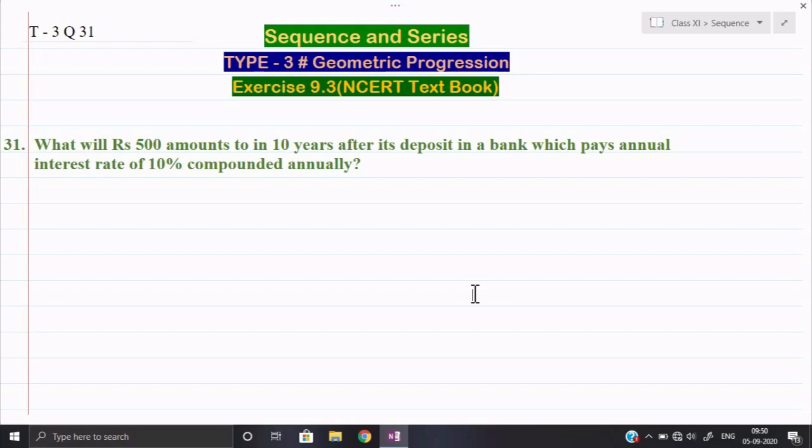But since we are studying here geometric progression in sequence and series, can we say that this sequence, this interest along with the principal, is forming a geometric progression? That we need to prove first. And if it is forming a geometric progression, then we can find out with the help of GP also.